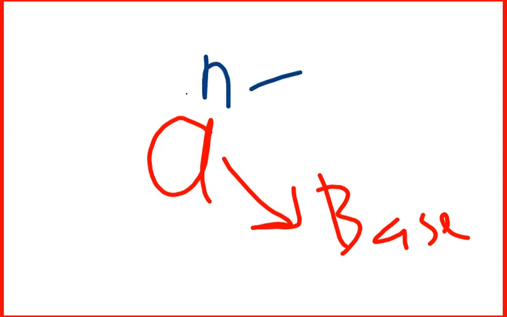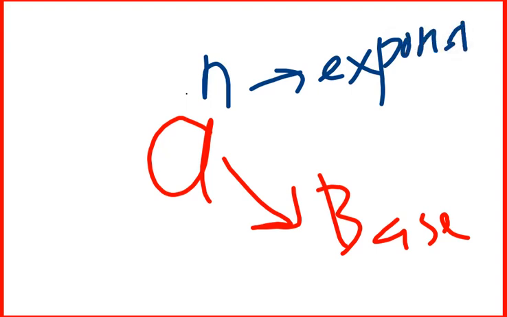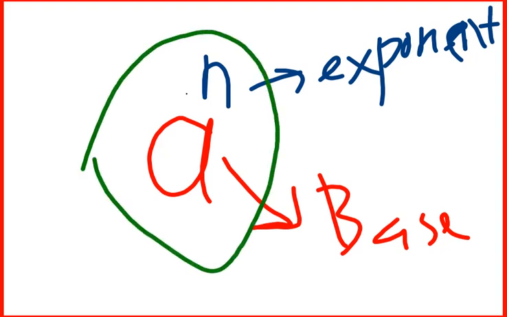So we have a basic representation of a power, meaning a number that's in exponential notation. I'm going to introduce that right now. We have a, which is the base. Then we have n, which is the exponent. The exponent and the base together make what we call the power.